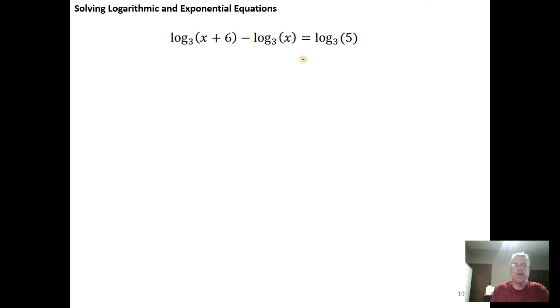So here's another one. This one is log base 3. We have log base 3, log base 3. So our inverse function is going to be 3 to the x, exponentiation base 3.